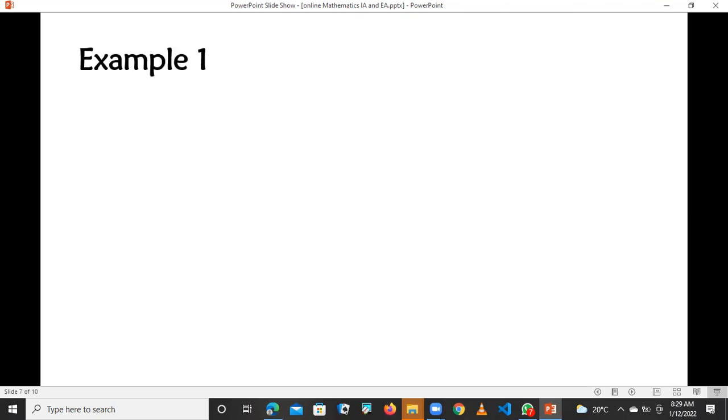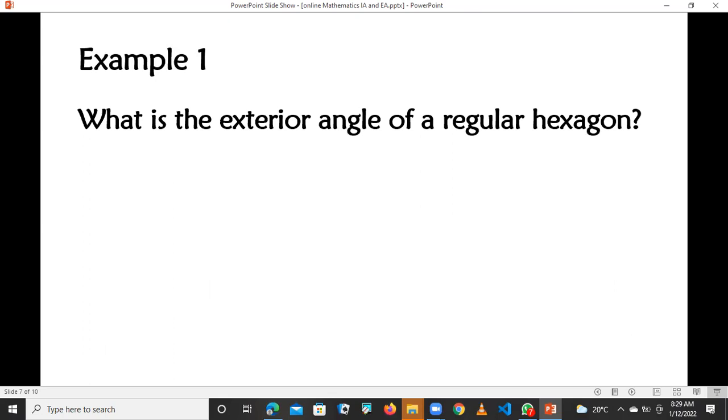Then example one. What is the exterior angle of a regular hexagon? Now, before you can answer, you need to understand what a hexagon is. So, who can describe the hexagon? You need to know how you will be able to describe a hexagon. How many sides does a hexagon have? How many angles does a hexagon have? Once you know that, you'll be able to answer. So, we'll start from there.